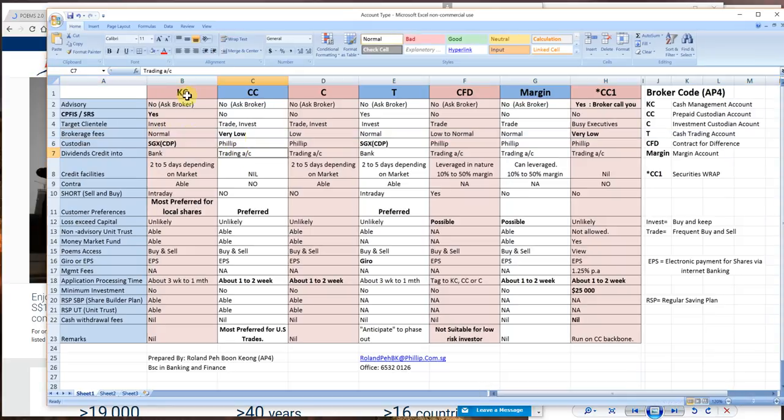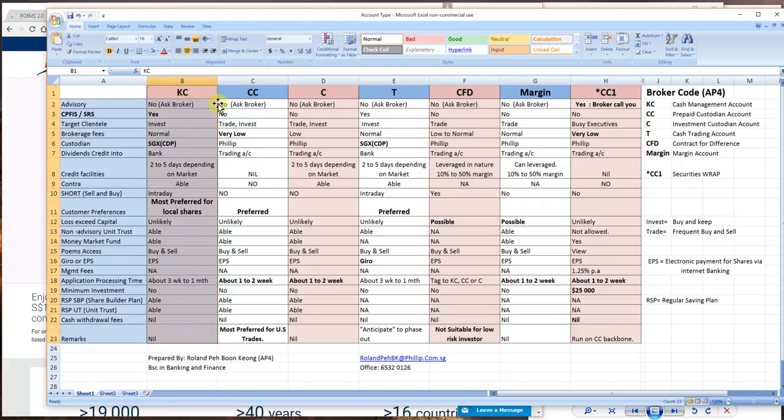The majority of customers will very likely have a KC account, which is the cash management account. As for the rest, you are very likely to have a cash trading account, which we call the T account. Either way, if you are on a gyro facility, very likely you have a cash trading account. So what is the difference between these two?